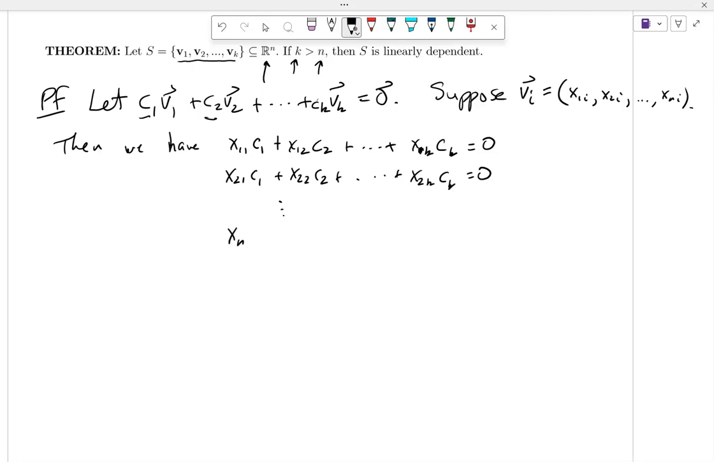Okay. And then you're right: xn1 c1, xn2 c2, xnk ck equals 0. What are we trying to solve for? What are we treating as the variables in this case? The K is the columns, the N is the rows, and what are we treating as the variables? What are the variables we would be solving for in this system?